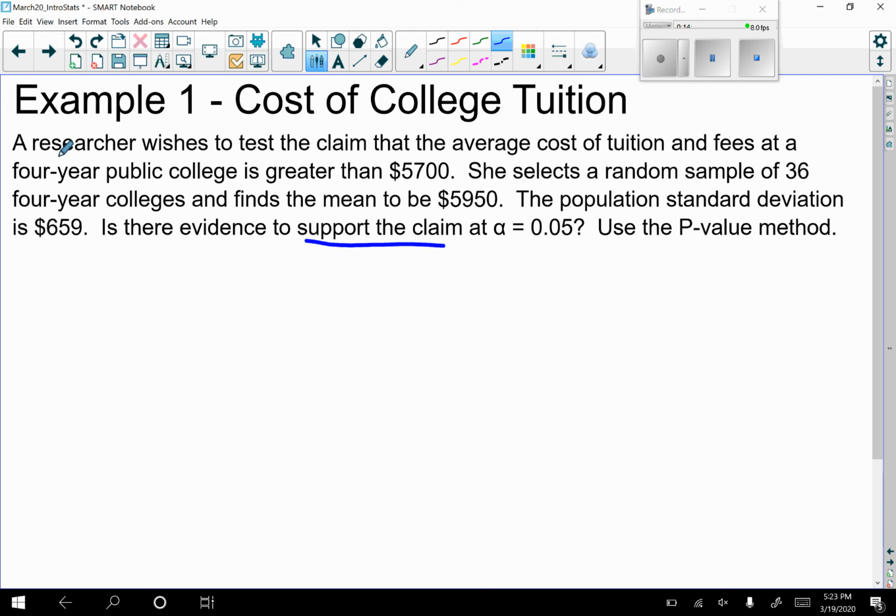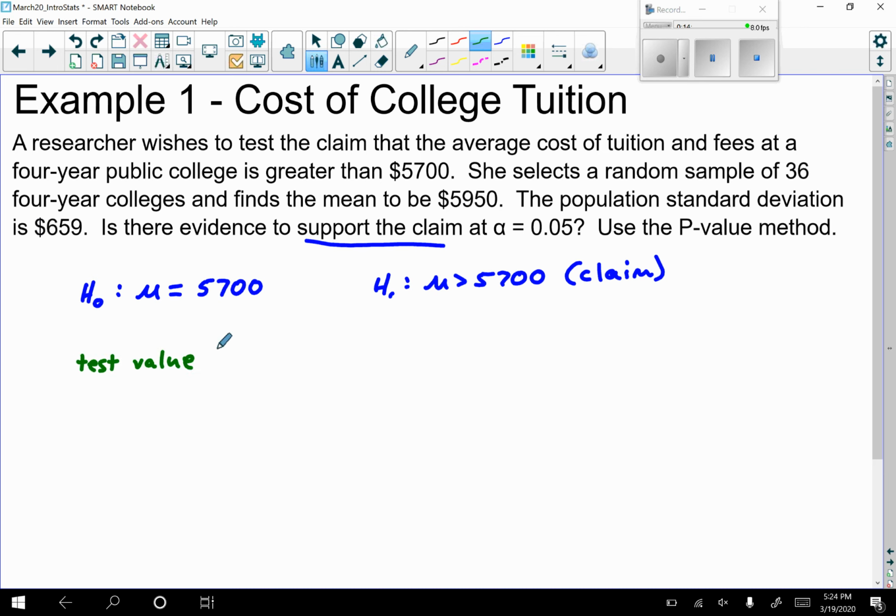So if we go back up to the top, a researcher wishes to test the claim that the average cost of tuition and fees at this college is greater than $5,700. So step 1 is we're going to state the hypotheses. The null hypothesis would then be that mu is equal to 5,700. The alternative hypothesis is that mu is greater than 5,700, and this is also our claim. Now step 2 is to find the test value. So we're going to say the test value, again, which is really z, is going to be this 5950. Remember, it's X bar.